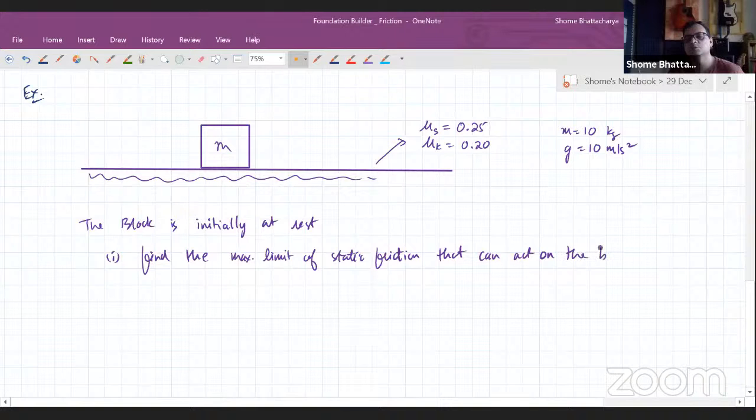Now, just because it can act on the block doesn't mean that it will act on the block. For example, if I've just placed a block on the surface without applying any tangential force, then it does not have any tendency to slip. So there will not be any static friction acting on it.